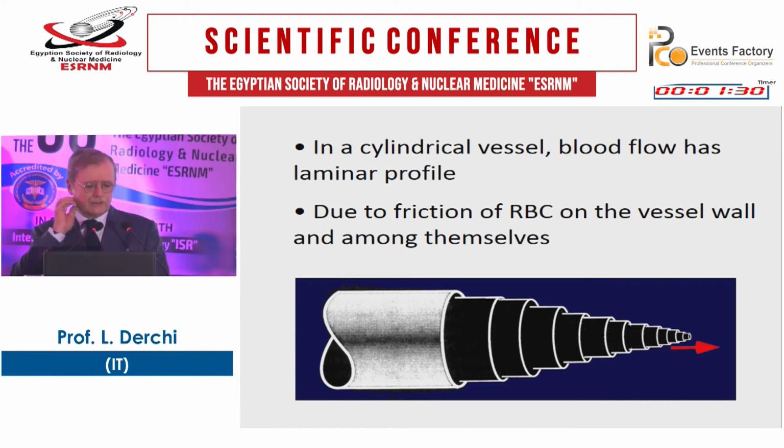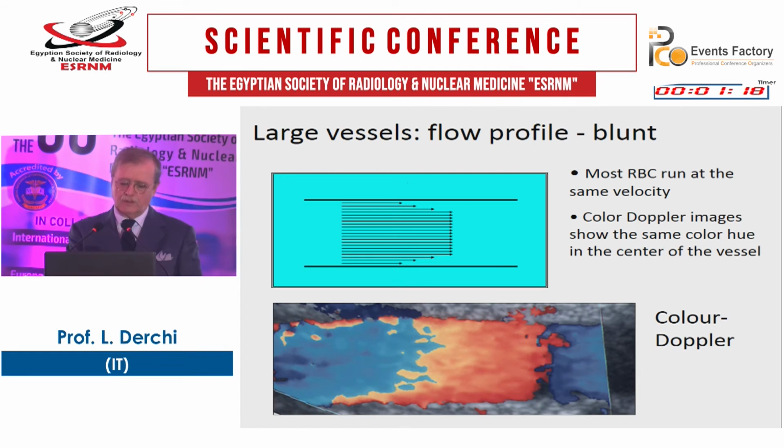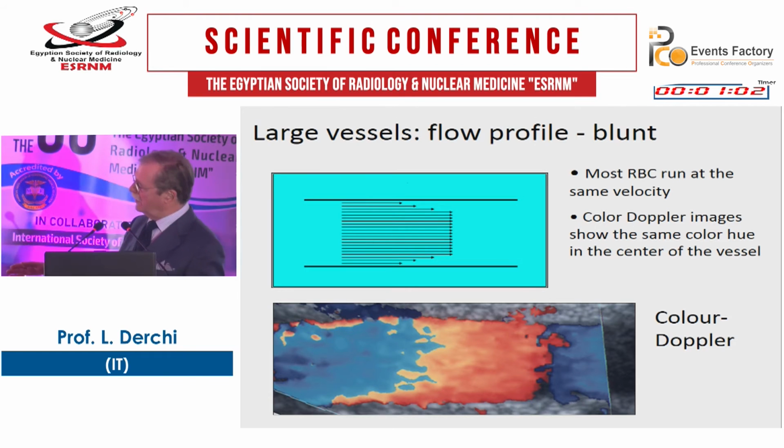First, let us remind, in a cylindrical vessel, blood flow has a laminar profile due to friction of red blood cells on the vessel wall and among themselves. If we have a large vessel, friction is mostly at the edges and not in the center. Then most red blood cells run at the same velocity, and there is a blunt profile. You can see on the lower image that the colors change with a more or less blunt profile.